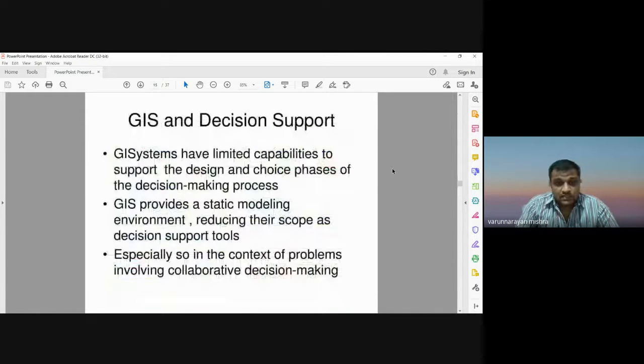So GIS can be helpful for the decision making process. GIS helps in decision support. GIS, or Geographical Information System, has capabilities to support the decision and choice phase of the decision making process. GIS provides you a static modeling environment, and that can reduce its scope as a decision support tool, especially in the context of problems involving collaborative decision making.